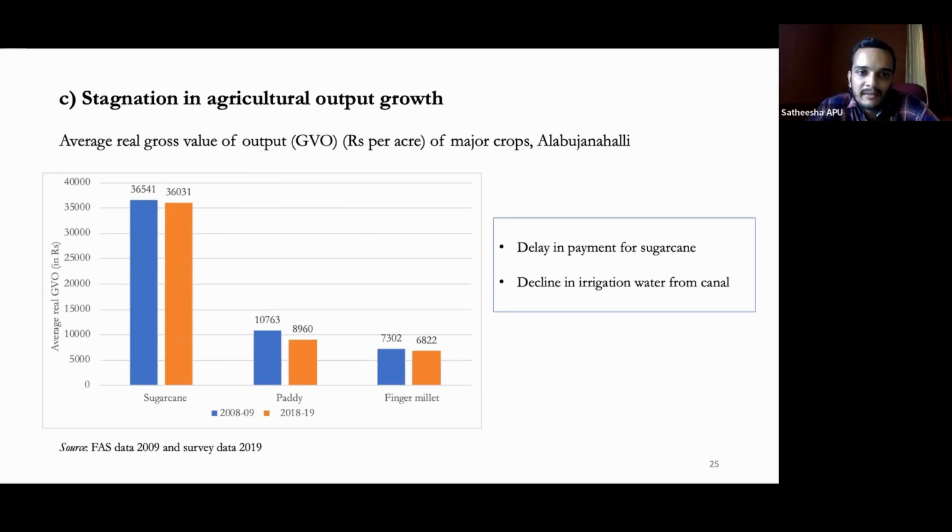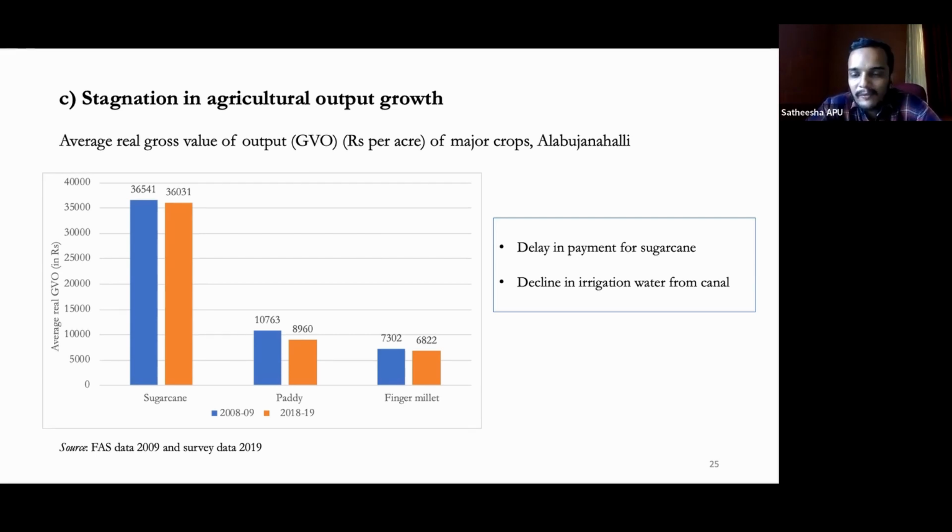The third factor could be the stagnation or decline in agriculture output growth between 2009 and 2019. The average real gross value of output from all crops has either remained the same or declined between 2009 and 19. Look at sugarcane, the major crop grown in Alabujanahalli. Between 2009 and 19, the real value of output declined marginally. This is despite the fact that the yield of sugarcane as well as the sale prices rose impressively. But the real value declined because the wholesale price index also increased three times. So that's the reason why, particularly for sugarcane, the real value of output declined. Although I haven't calculated the net income, this evidence suggests that the net income for farmers might also have declined during this period.